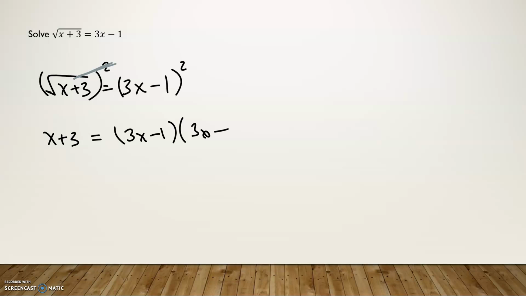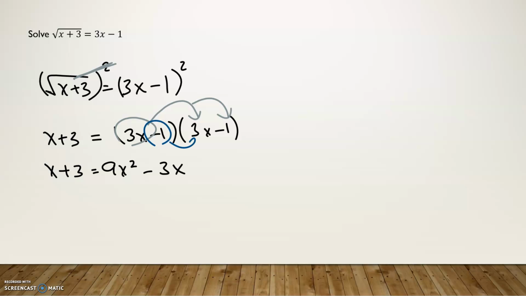and 3x minus 1. And now I need to distribute this 3x to this 3x and this negative 1, and get x plus 3 is equal to 3x times 3x is 9x squared. 3x times negative 1 is negative 3x. Then come back with this negative 1 times this 3x and times this negative 1. So I'll get negative 3x and a positive 1.